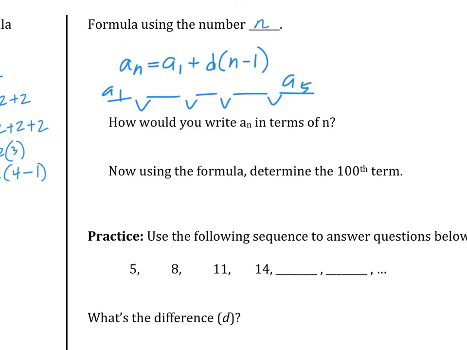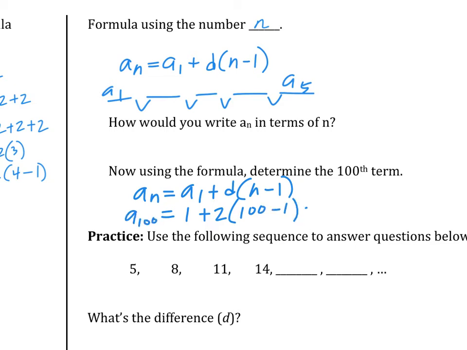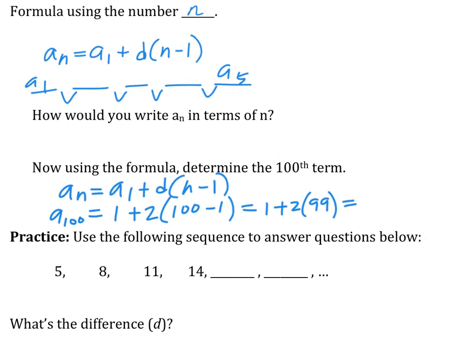So we're going to use the formula and figure out the 100th term. The formula is a(n), according to my list from the previous page, first number plus d times n minus 1. The first number is 1. d is 2. 100th number minus 1. This is going to be a100. Okay, so that's going to be 1 plus 2 times 99, which is 199.